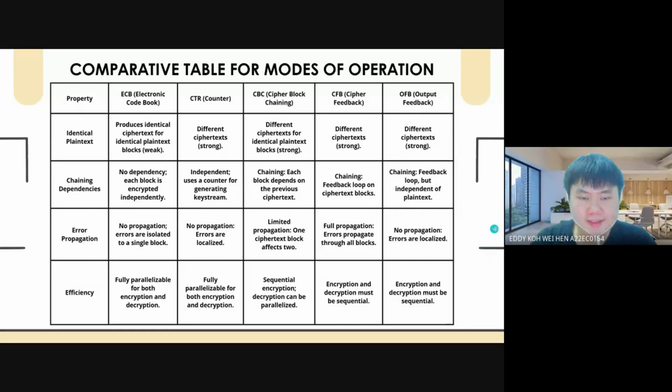Okay. Since the time is limited, I have concluded all the points in a comparative table, so viewers can just pause the video to view the table. So that is all from our group.